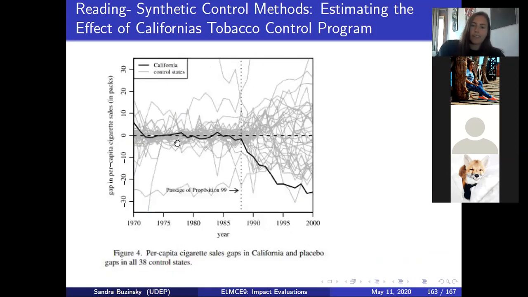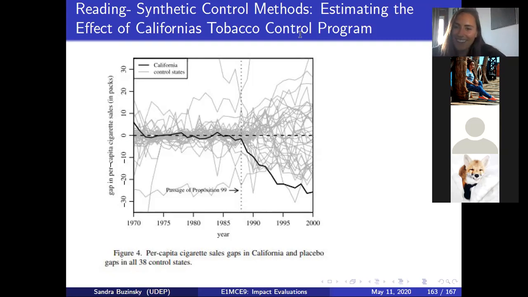This dark black line is California, and all of these other ones are their placebos. Each placebo has its own synthetic control made for it. I don't know, what do you guys think of this? I want your opinions. There's a lot of lines. It's confusing. I totally agree.